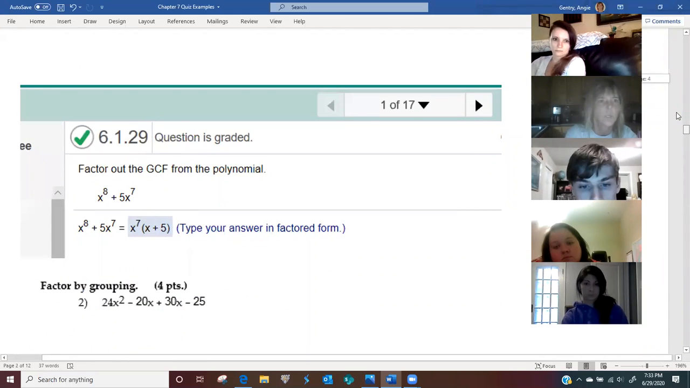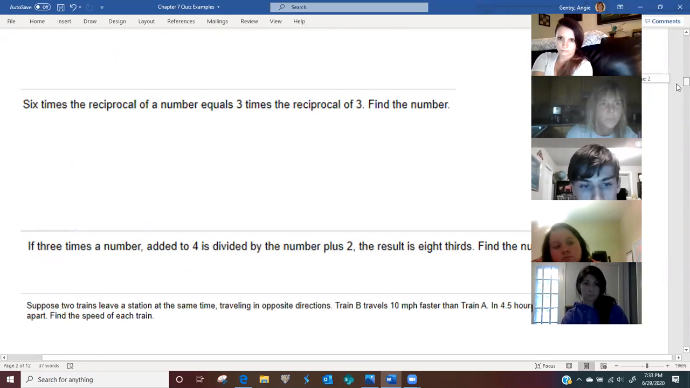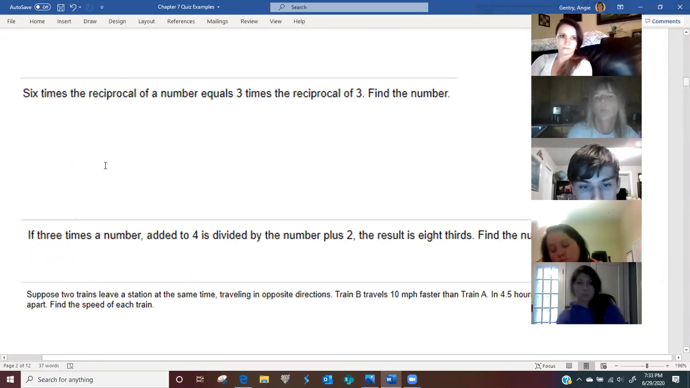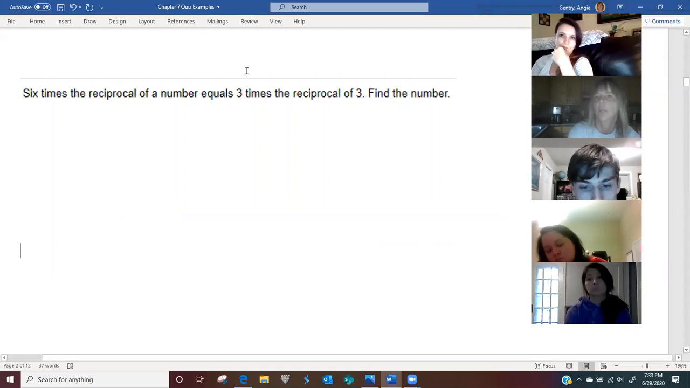Okay, so hang on a minute. Let's start with one word problem. There were word problems in chapter 6 that get you warmed up, and then there's word problems in chapter 7 that get a little more interesting. Now I have you find the number.